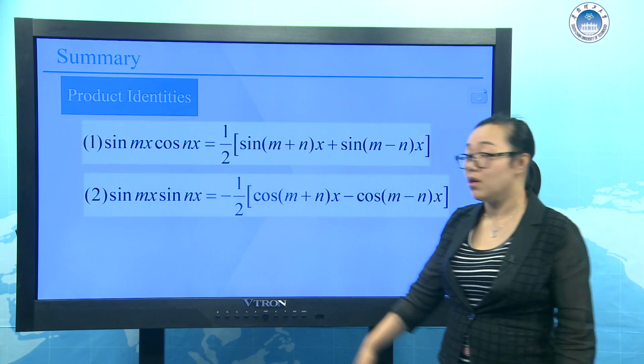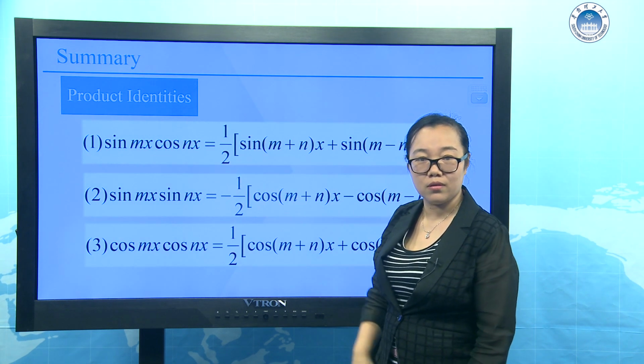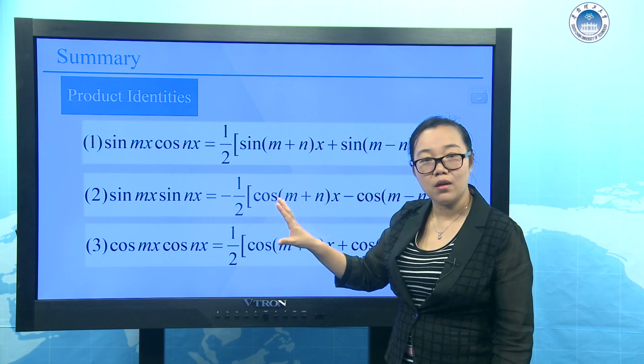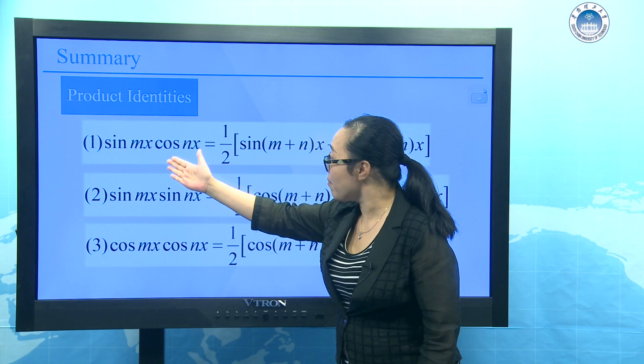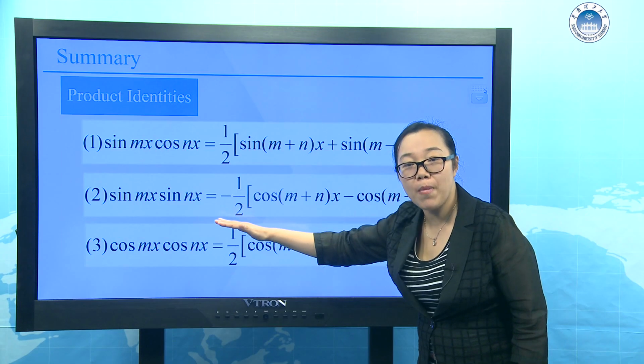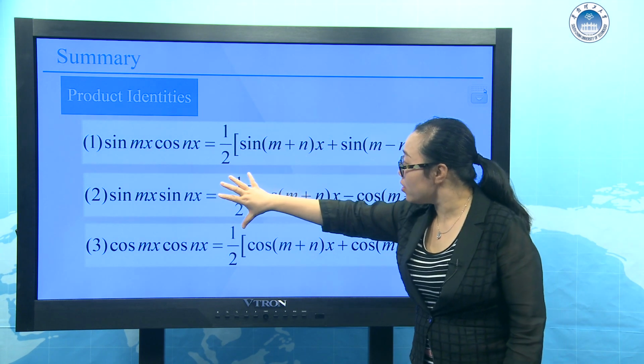The third means the product identities. On the left are the products of different functions: sin mx times cosine nx, sin mx times sin nx, and cosine mx times cosine nx. It equals the constant half, minus half, half. Try to pay attention to the signs, minus half. The product is changed into what?